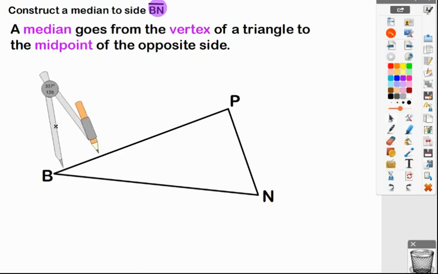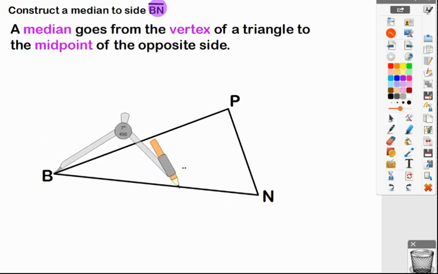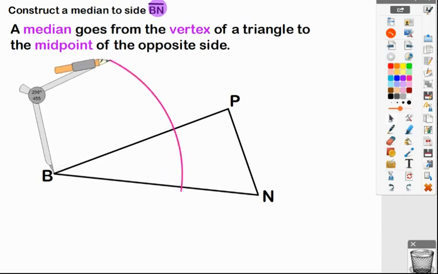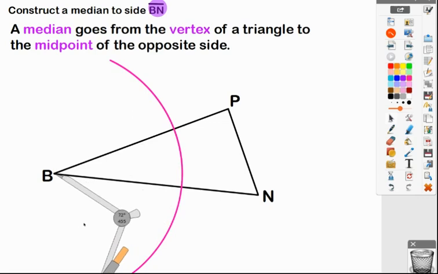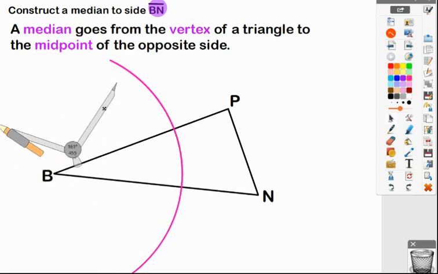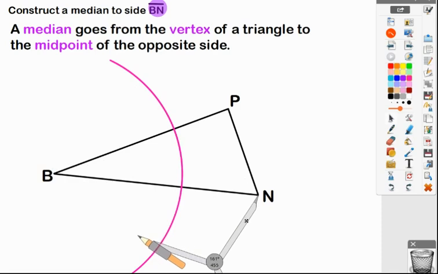In order to do that, we're going to put our compass on point B. We are going to extend our compass so it goes more than halfway, and we're going to draw an arc. This is the perpendicular bisector construction, which we use very frequently in most constructions. Once we've done that, we're going to pick up our compass and place it so that our point is on point N.